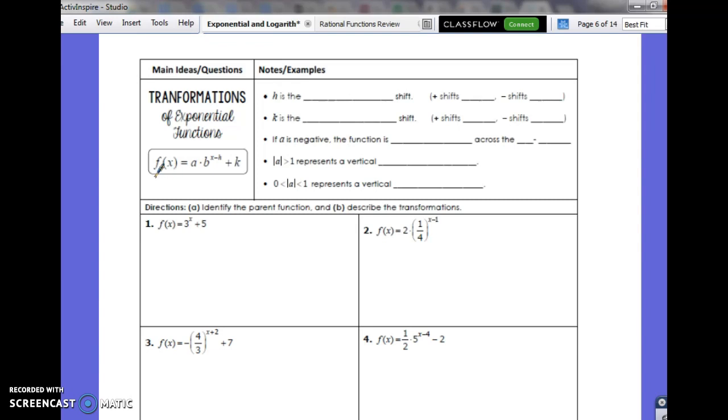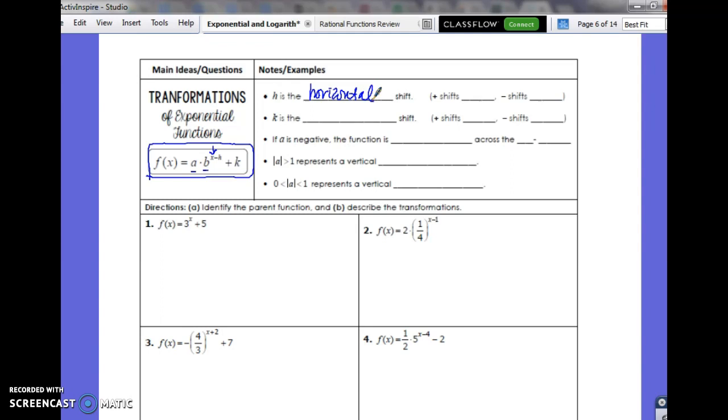So if you look down here, you've got different variables. You've still got the parent function, with your base of b, the a being out front and the x being the power. But now what do those different things do? The number that's with the x in the exponent, like you would have to put it in parentheses for the exponent piece, that number does the same thing that any number would do in parentheses with an x. That number up top with the x is the horizontal shift.